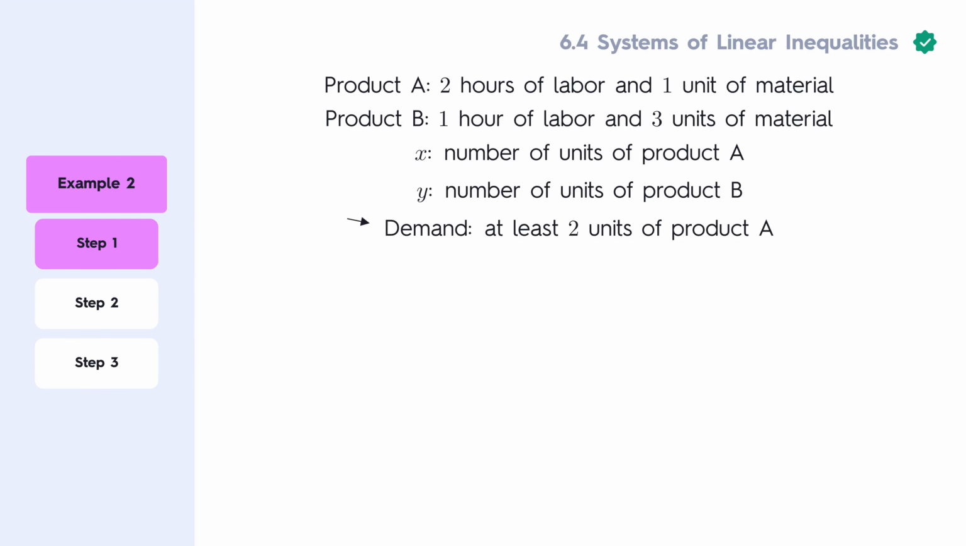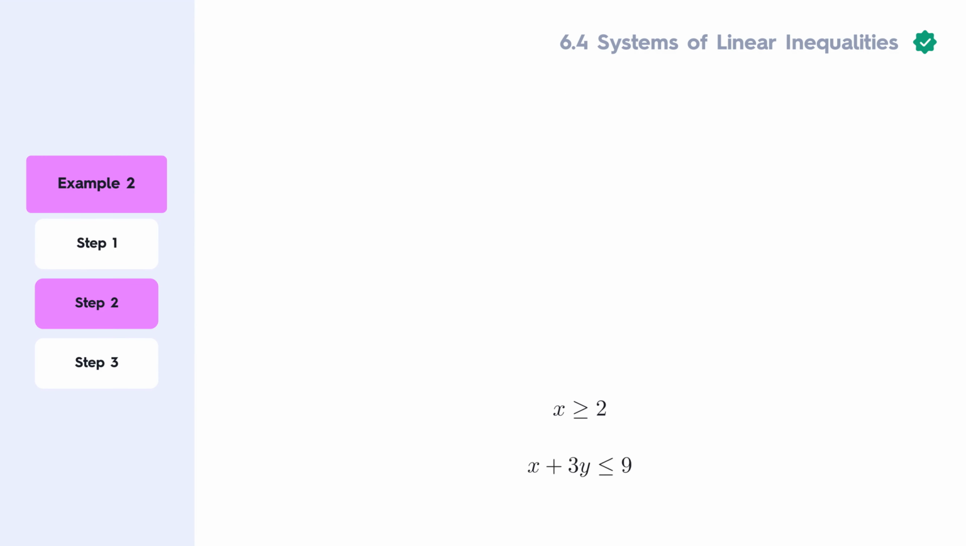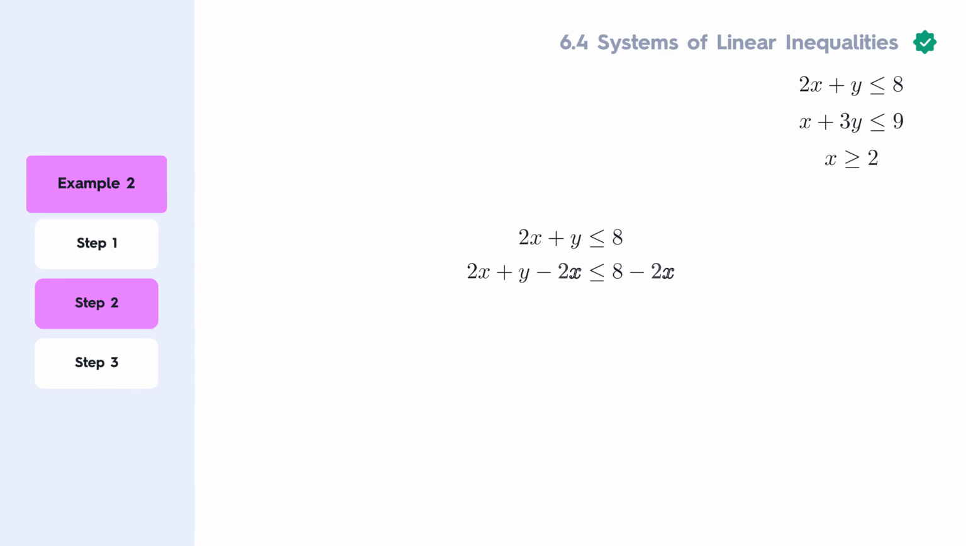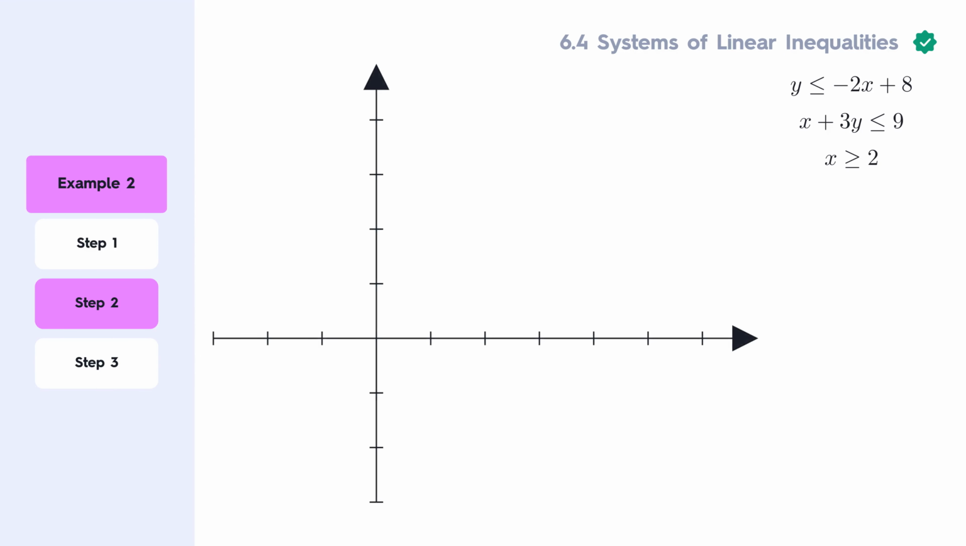Finally, we know the factory must produce at least 2 units of product A, so we have X greater than or equal to 2. Now that we have our system of inequalities, let's graph each inequality one at a time, starting with the labor inequality. Let's first convert this into slope-intercept form for easier graphing. Next, we'll plot this inequality using a solid line because less than or equal to includes the boundary line.